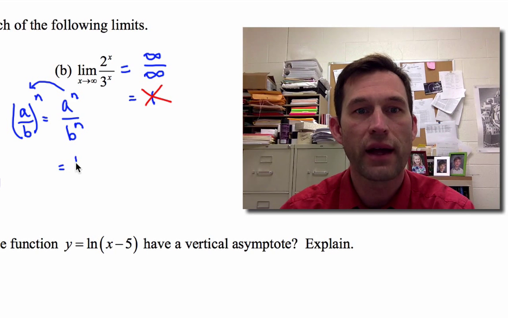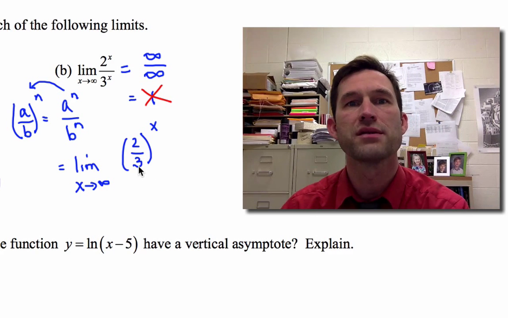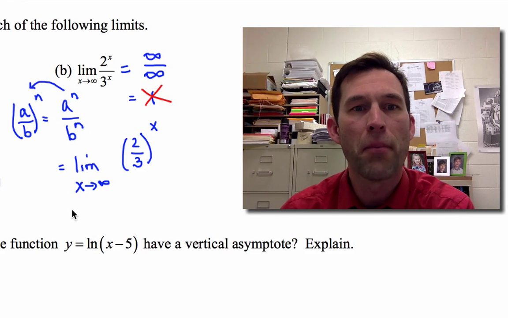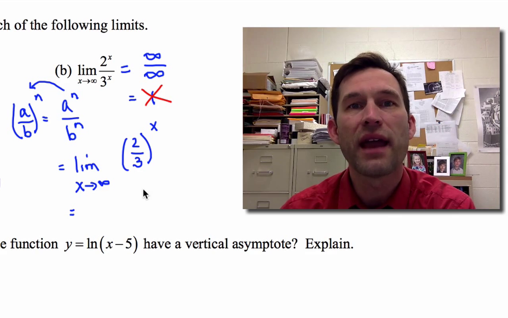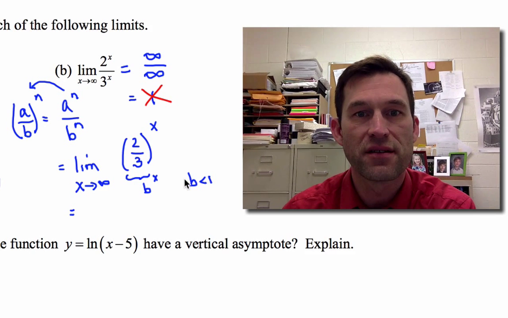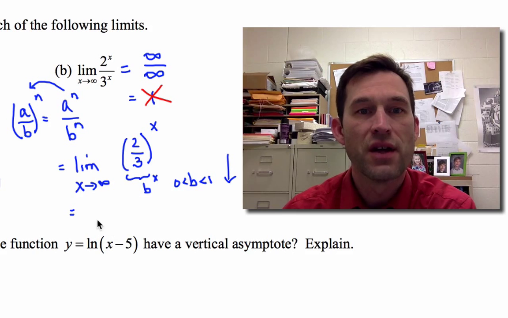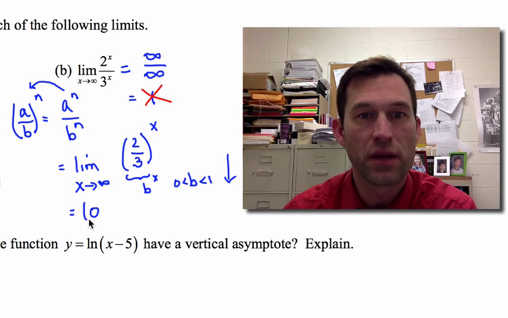In other words, I can rewrite this limit as the limit as x goes to infinity of 2 divided by 3, raised to the x, right? Think about this. I really want you to consider this for a moment. Just a little mindful manipulation. But now here's the beautiful thing. Now we just have b to the x, where b falls in that 0 to 1 category. And we know those decrease, right? So this limit must be equal to 0.